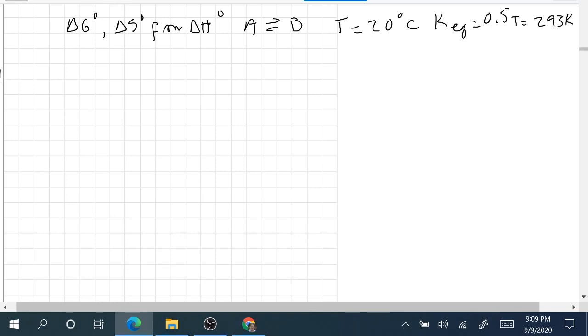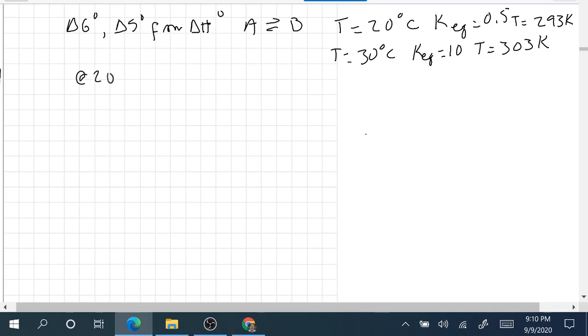If you convert to Kelvin, adding 273. And at T equals 30 degrees C, KEQ is equal to 10. And so that T in Kelvin is 303.